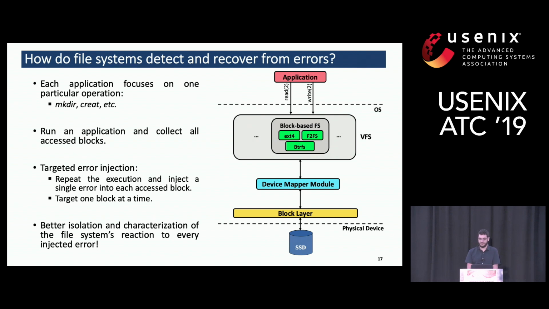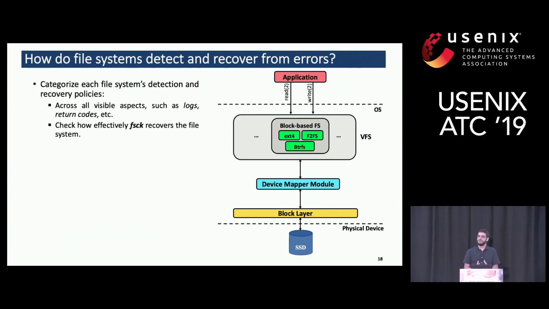Applications interact with the file system by issuing system calls. We consider different applications which pedantically follow POSIX semantics and call fsync to persist their data. In particular, each application focuses on a single operation, such as mkdir or create. During our experiments, we run an application and collect all the different blocks that this particular application accesses. So by using the I/O trace, we can collect all the different blocks, and then we repeat the execution by injecting a single error into each accessed block, targeting one block at a time. This approach gives us the ability to better isolate and characterize the file system's behavior and reaction to the corresponding injected error.